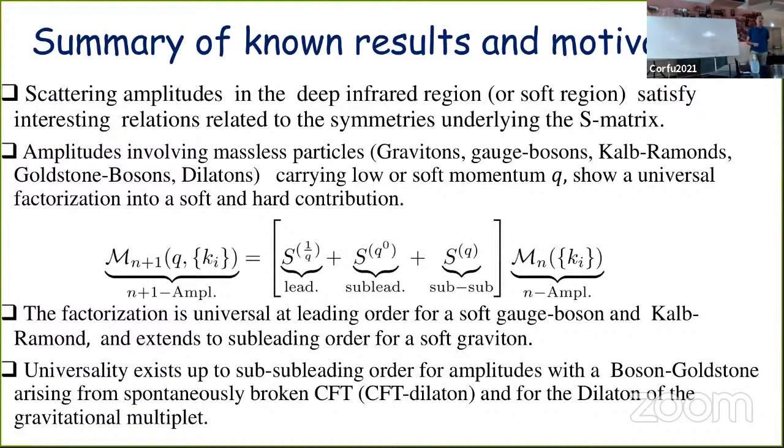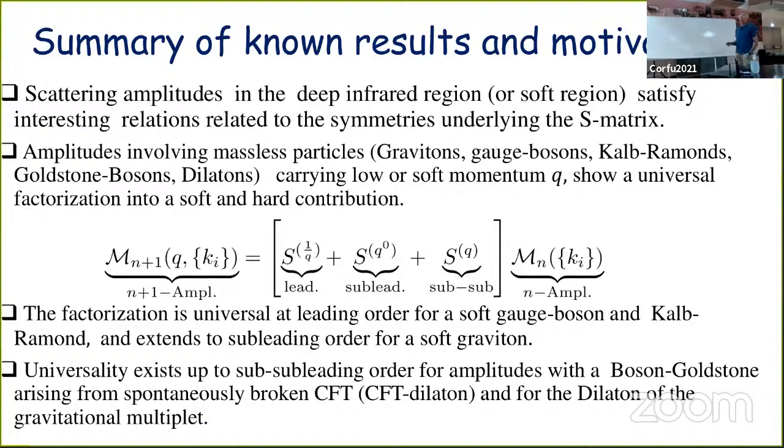But recently, after a paper by Strominger and Cachazo, this soft theorem, especially for the graviton, has been extended to subleading order. And then many other papers have also extended the soft theorem to the sub-subleading order for the graviton. Not all these orders can be universal. Universal means independent of the theory.